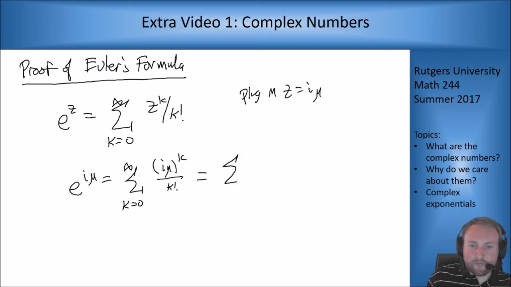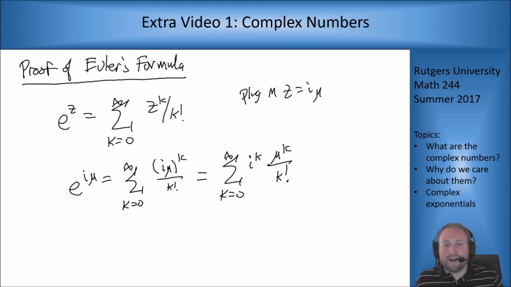And now I'm going to split up the factors. So I'm going to have an i to the k times mu to the k over k factorial. Now, what do the powers of i look like? Well, i to the 1 is just i, i squared is minus 1, i to the third is minus i, and i to the fourth is 1, and then it cycles. So I'm going to split this sum into 2 parts, one with even k's and one with odd k's, because the odd k's are all going to have a factor of i hanging out on them, and the even k's are going to have no i's at all.